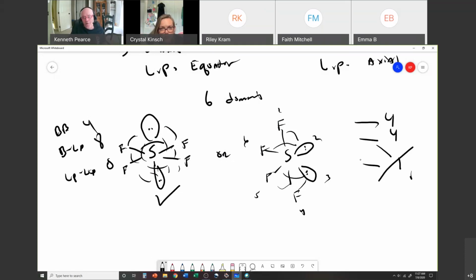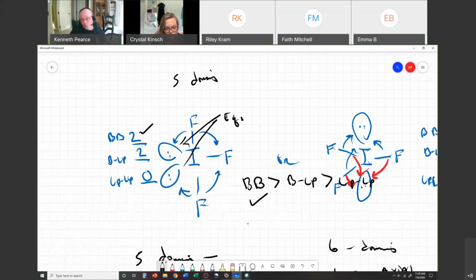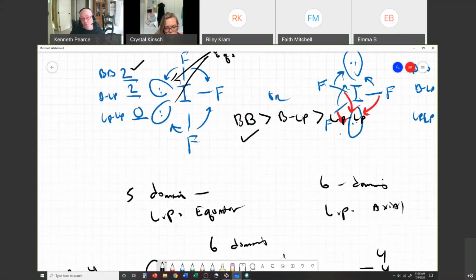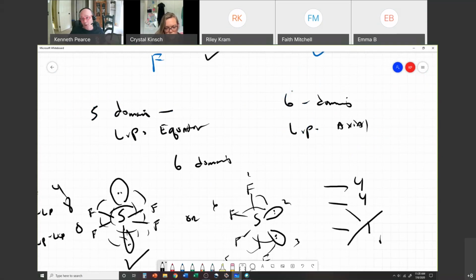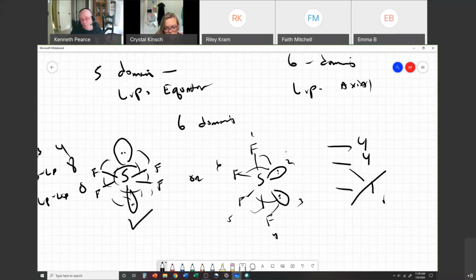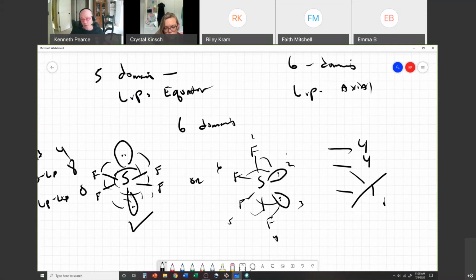I've done this so many times, I can barely draw the second one because my pen doesn't want to do it. All right. This is how I learned. With six domains, you go axial. 5 domains, you go equatorial. If you learn it at the University of New Orleans, they'll tell you never have lone pair interactions, minimize lone pair bonded interactions as well, and try to maximize your bonded.